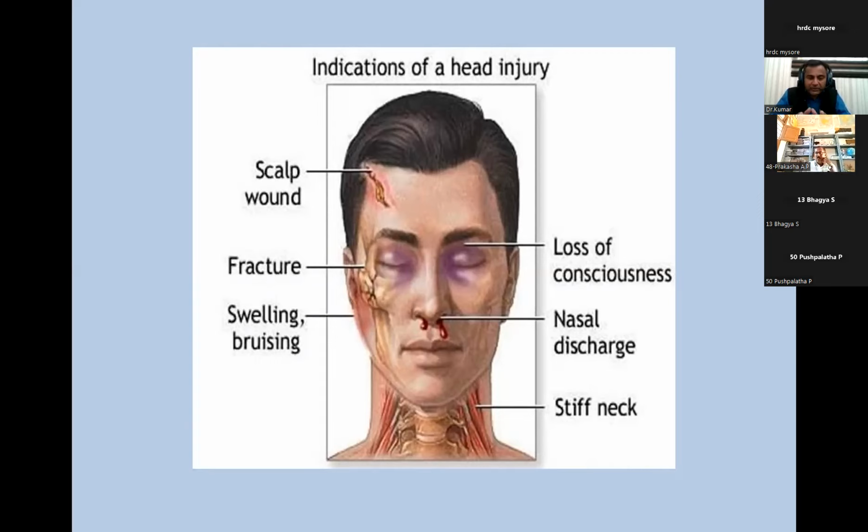And if you come across to be part of a response team, suppose you are there on the site, try to identify such casualties and make sure that they are shifted on a priority basis to the hospital as soon as possible. Okay.